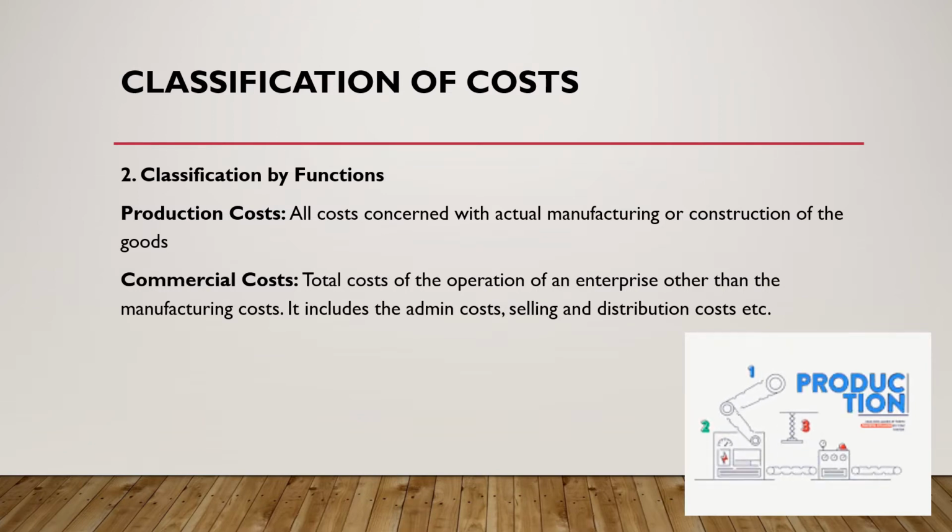For example, manufacturers have production costs related to the raw materials and labor needed to create the product. Service industries incur production costs related to the labor required to implement the service and any cost of materials involved in delivering the service. Data like the cost of production per unit can help a business set an appropriate sales price for the finished item. Commercial costs, on the other hand, are total cost of the operation of an enterprise other than the manufacturing cost. It includes the admin costs, selling, and distribution costs.